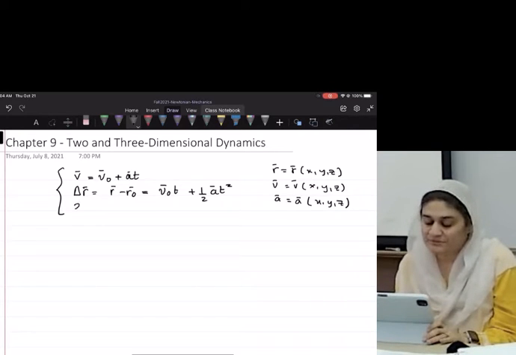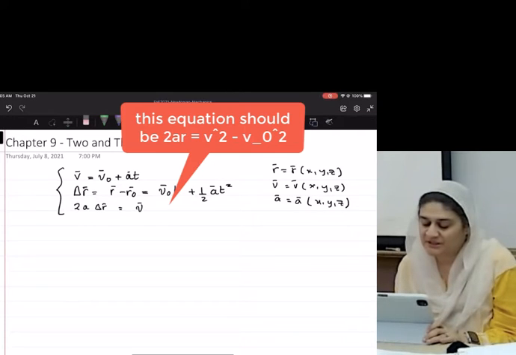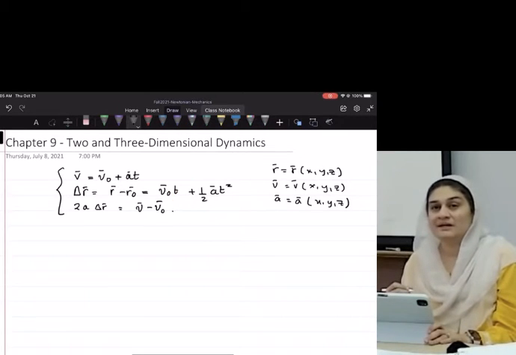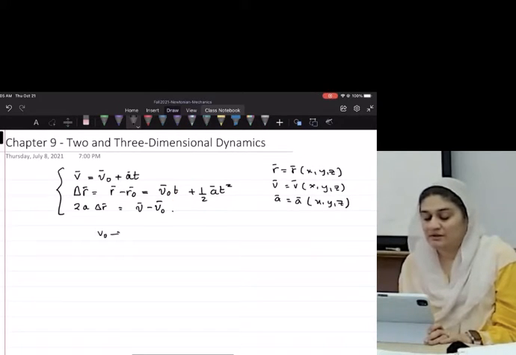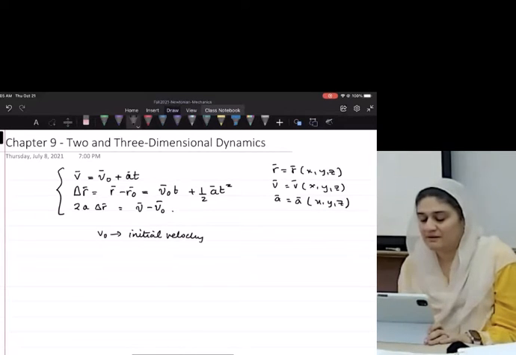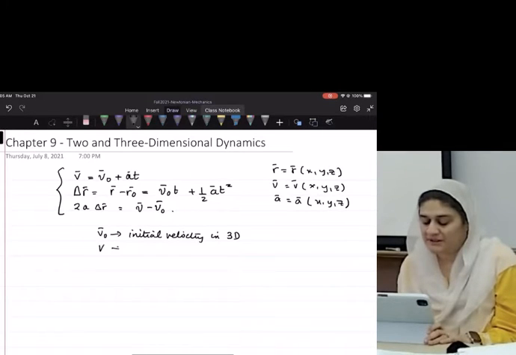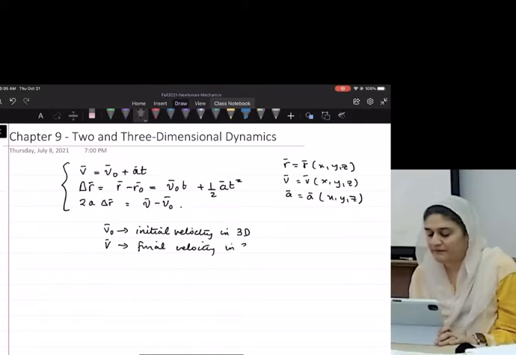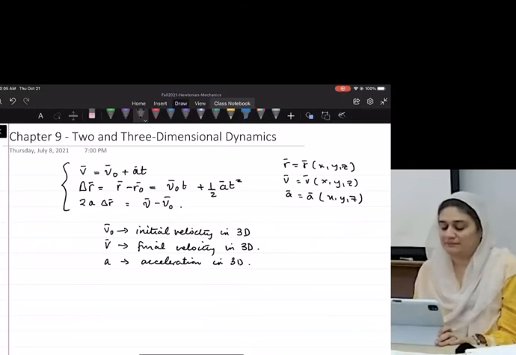And our last equation of motion will be 2A delta R equals V minus V0. Where, as always, V0 is initial velocity, but in 3D, V is final velocity in 3D, and A is acceleration in 3D. And time is just time, right?